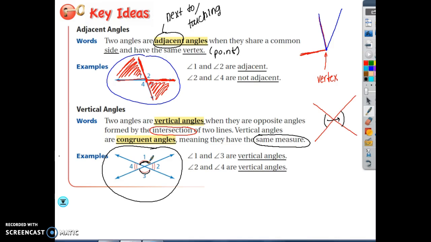If we're looking at how wide angle 1 is, angle 3 looks like it's about the same size as angle 1. Similarly, if I'm looking at angle 4 and angle 2, I can see that those look like they're pretty much the same size, and they in fact are exactly the same size. Congruent, this word congruent, means exactly the same size and shape.